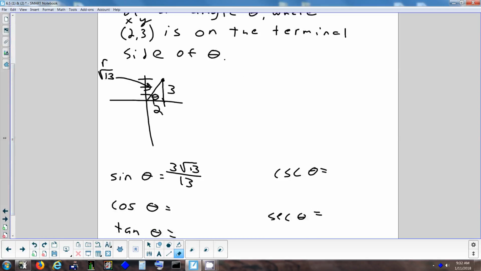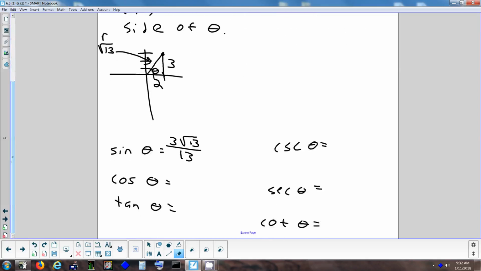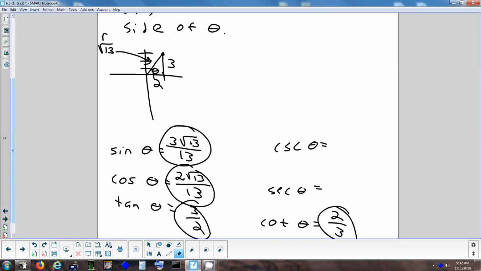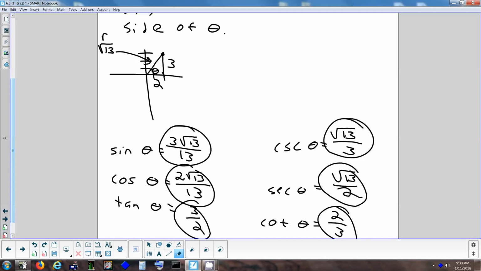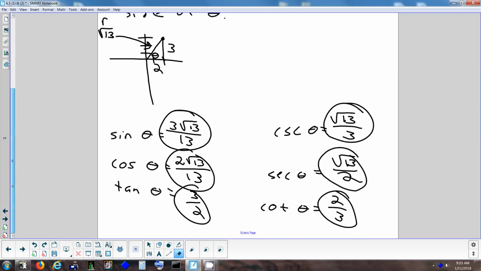Megan, how about my cosine? 2 over square root of 13. Yep, and once you fix that, 2 square root of 13 over 13. And the tangent would be y over x, opposite over adjacent. Think of it either way, 3 over 2. The other ones, we're going to have the reciprocals. So cotangent, pretty quick, 2/3. My cosecant, what would that be? Yep. Square root of 13 over 3. And the secant, square root of 13 over 2. Okay. So that's finding all 6 trig functions of an angle that's in quadrant 1.